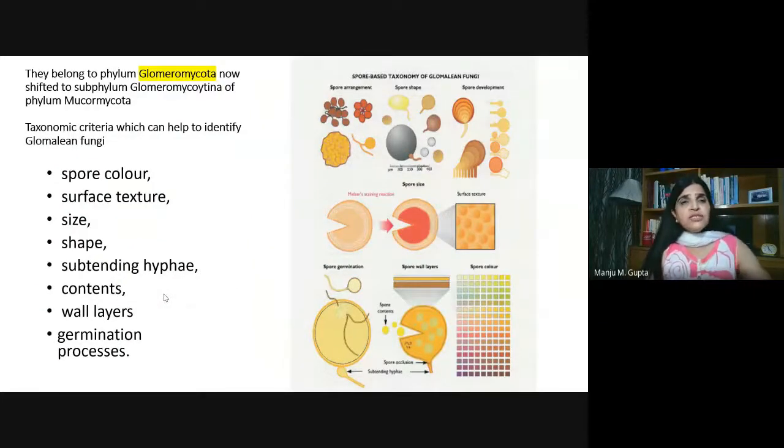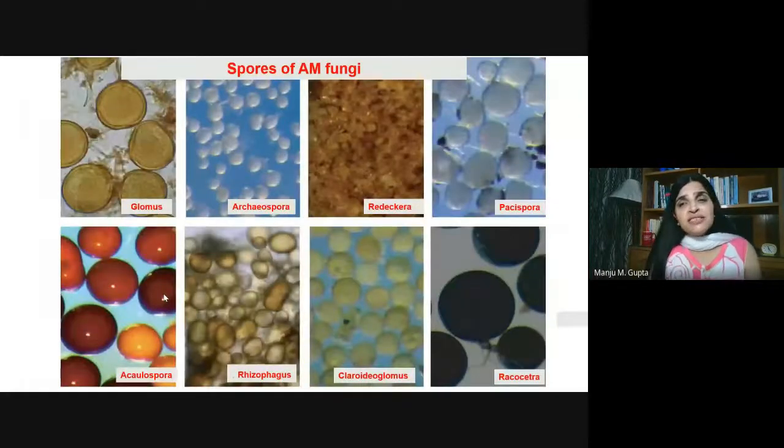So talking about this mycorrhiza and the Glomeromycota, the scene way back was what? We used to identify them on the basis of morphological characters. I remember in my lab I used to sit, isolate them from the soil, culture them, and then under the microscope I used to look for spore color, make the proper preparations, look at surface texture, subtending hypha, wall layers, and then I used to give them a name, right? And we used to identify several species.